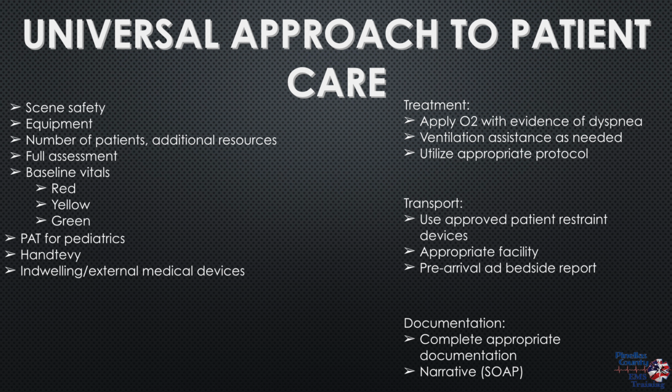Remember, for our pediatric patients, we want to utilize the HANTEVI and also use the pediatric assessment triangle as we approach our patient. For treatment, we want to apply oxygen with evidence of dyspnea, also ventilation assistance as needed, and we'll utilize the appropriate protocol. For our transport decisions, we want to make sure that we're taking them to the appropriate facility and giving good bedside reports. Also, if the patient needs to be restrained, we want to make sure that we're using approved patient restraint devices. For documentation, we want to complete an appropriate run report using the SOAP format for our narrative.